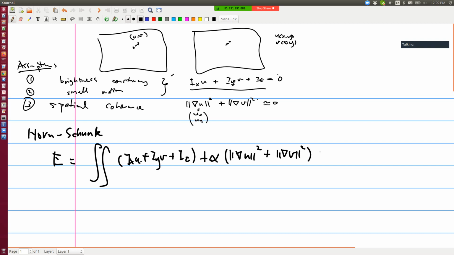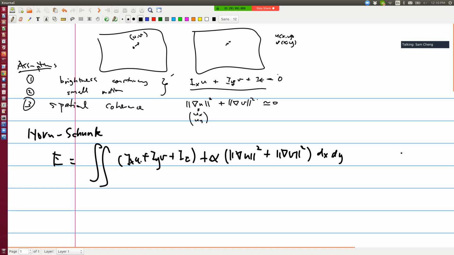So something like that. I just try to minimize that. So I integrate over everywhere. So for the entire image, I want this sum to be small. Does it make sense? It's just a reasonable formulation.